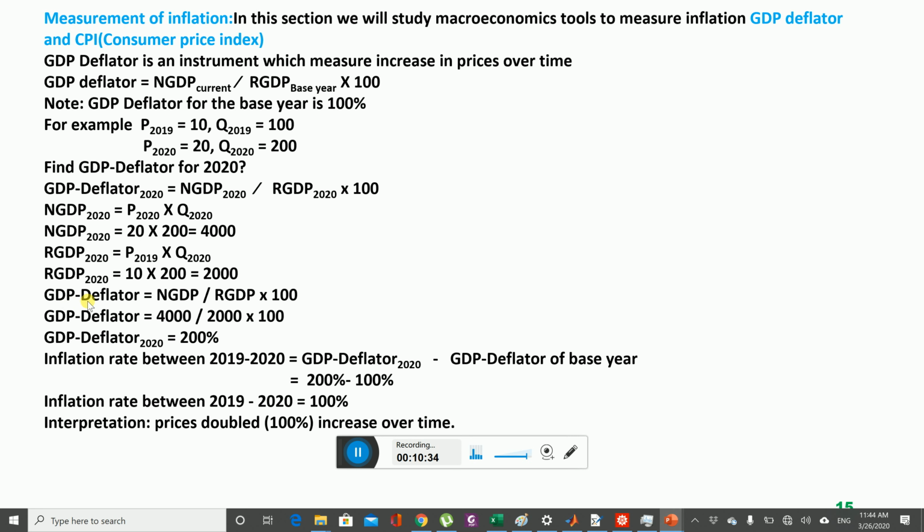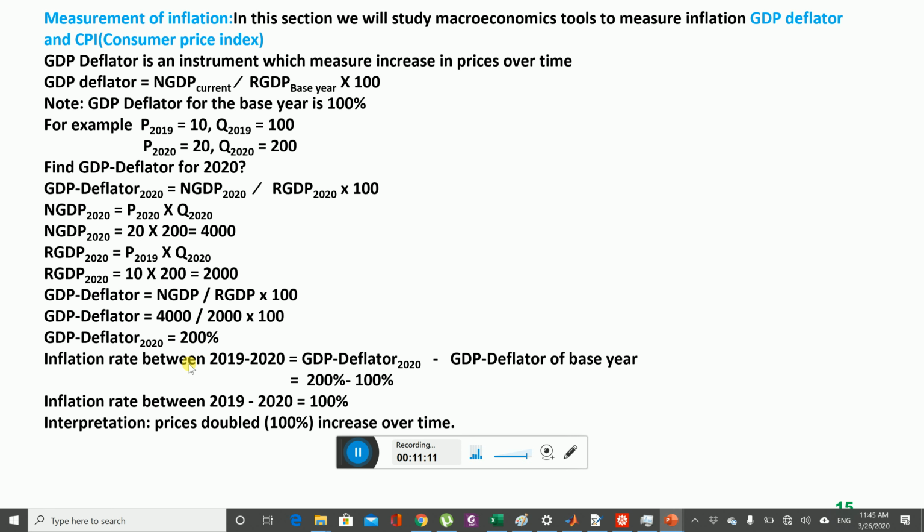Now we put nominal GDP and real GDP in this formula. GDP deflator is equal to nominal GDP, as we computed, $4,000, and real GDP, as we computed, $2,000. We put in this formula nominal GDP divided by real GDP multiplied by 100: $4,000 billion divided by $2,000 billion multiplied by 100, and when we calculate, we find the GDP deflator for the year 2020 is 200%. So we computed 200% in the year 2020.